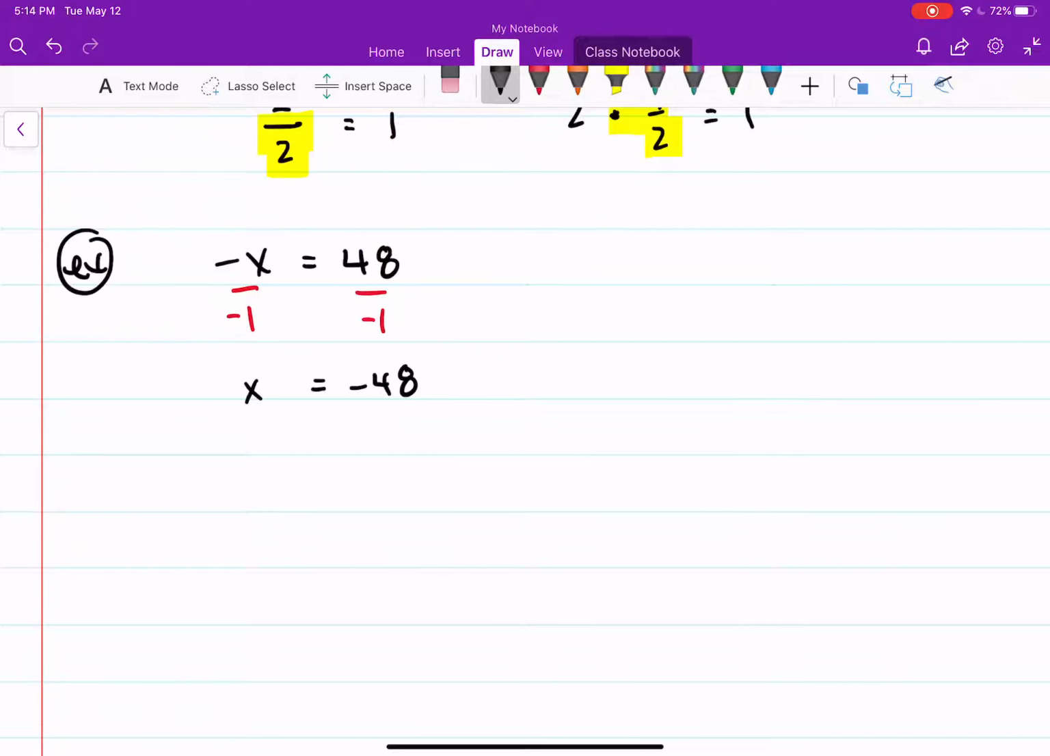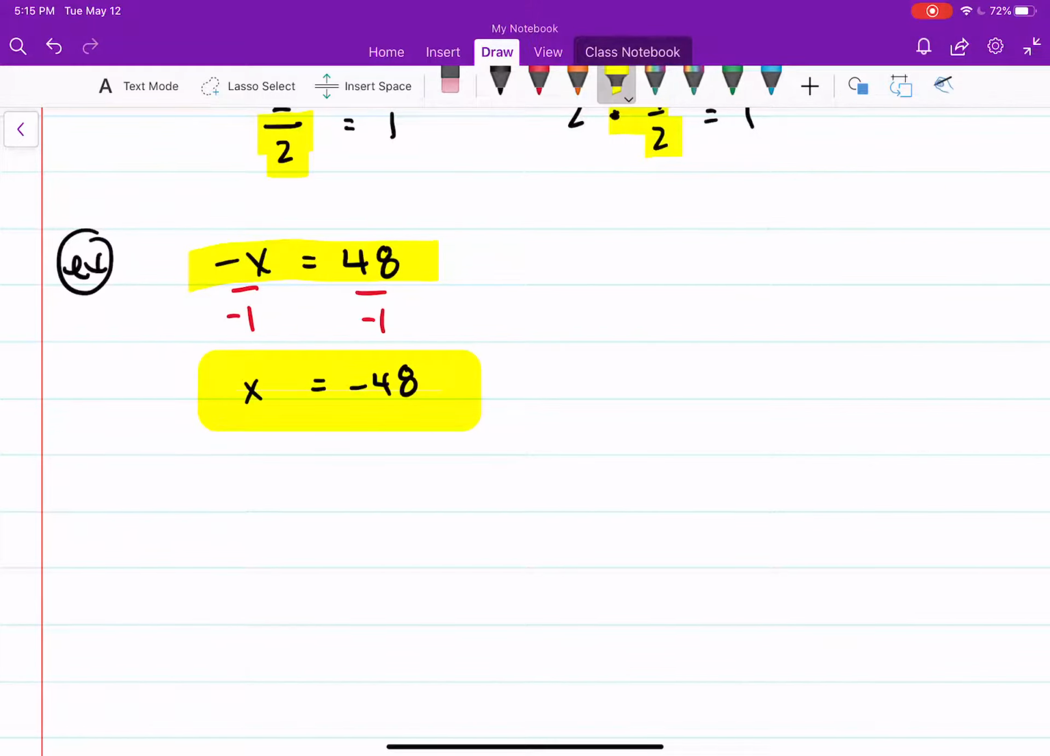Okay? However, if you were to just look at this, if negative x equals 48, then x must equal negative 48. Or you can think of it as, hey, if you flip the sign on the left side, you've got to flip the sign on the right side. So that's essentially the same thing. I flipped the sign on the left side because it went from negative to positive. So whatever's on the right side, I've got to flip the sign to the other. Since the right side is positive, it became negative.